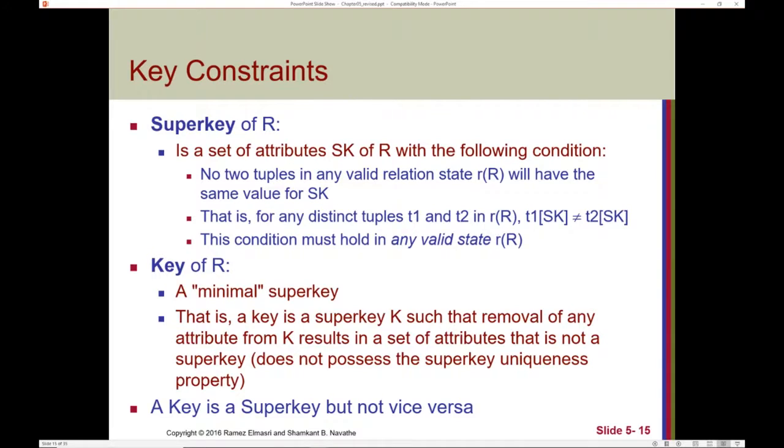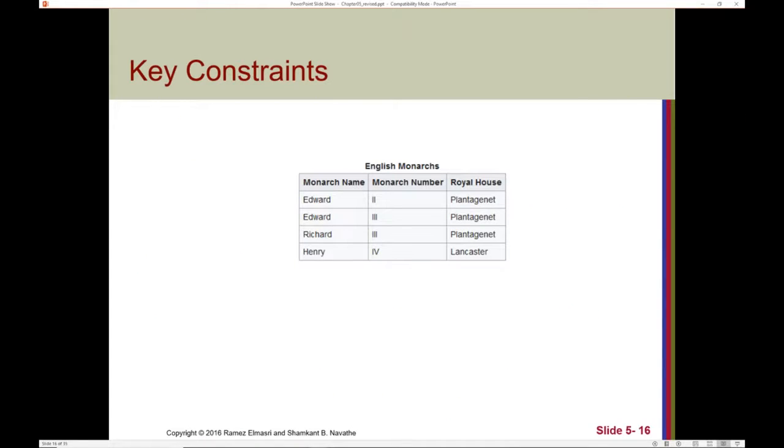Let's take a look at an example. This is actually a very nice example from Wikipedia. Here we have a relation or a table with English monarchs. You can see that we have different tuples that are composed of the monarch name, monarch number, and royal house. So for example, we have a tuple composed of Edward II Plantagenet. We should figure out what a superkey is if there are multiple superkeys, and then what a minimal superkey might be.